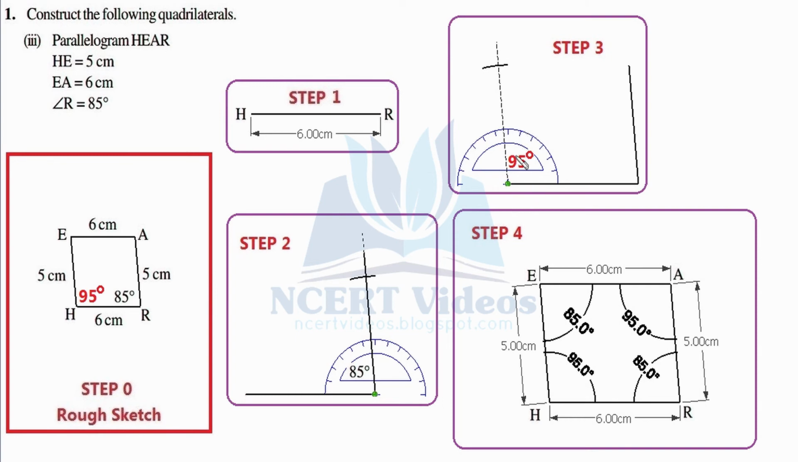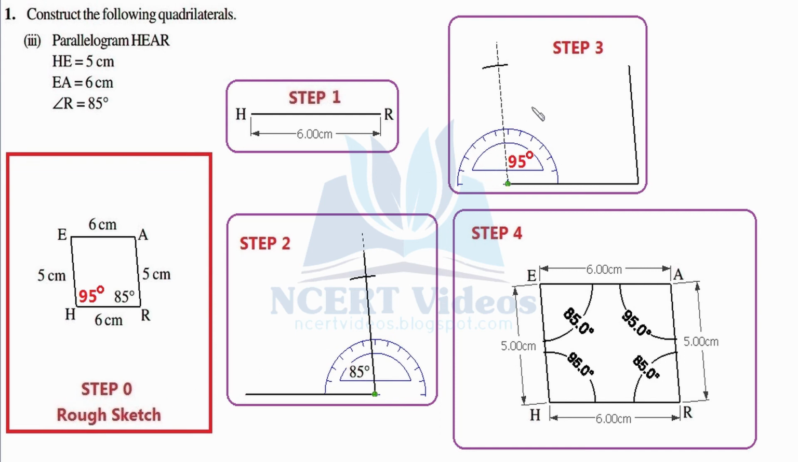So how do we know which degrees we have to consider? Well, that we come to know from our rough sketch. It is 95 degrees. 90 degrees will be perpendicular on this line segment HR or this point. But 95 degrees is greater than 90 degrees. Therefore, we need to construct an angle greater than 90 degrees. Therefore, we will have to select this 95 degrees. So never make a mistake on this. Always try to refer to your rough sketch.